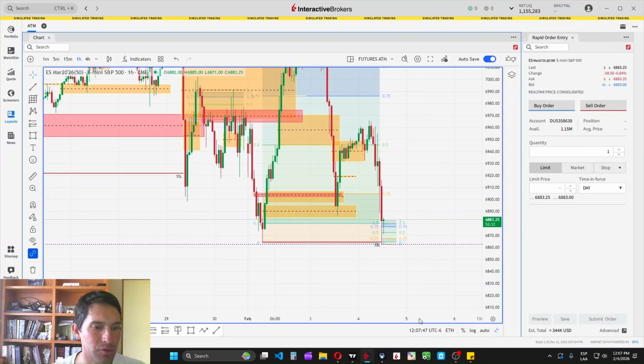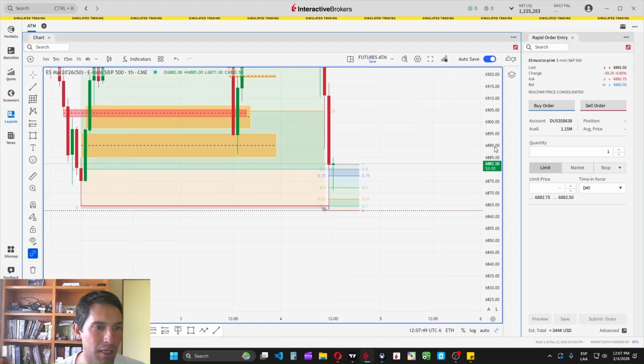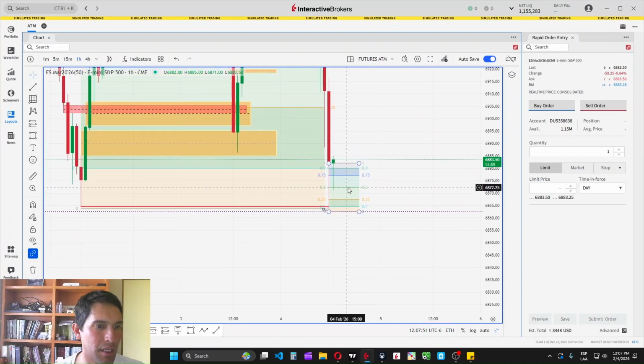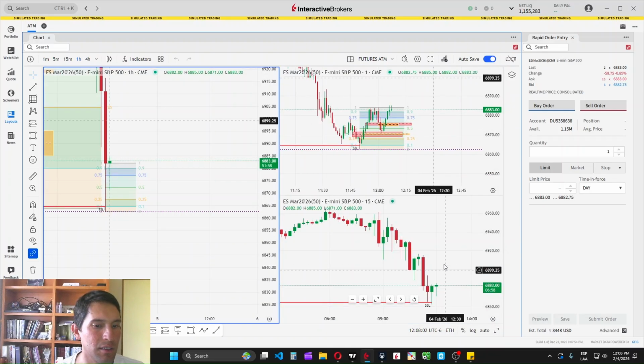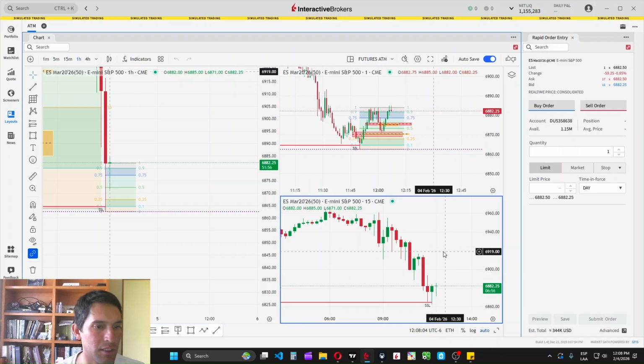And I'm also noticing that price is getting to the 50% of this wick right here, and then we have reaction to the upside. So that's one sign that helped me to take the decision and take this trade.